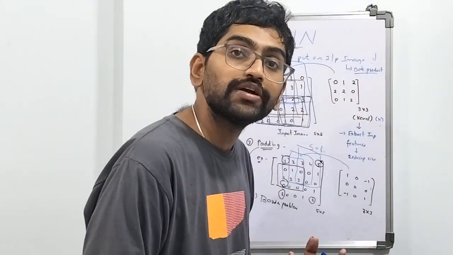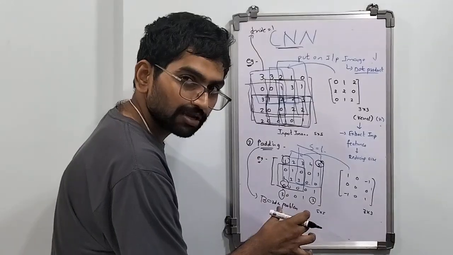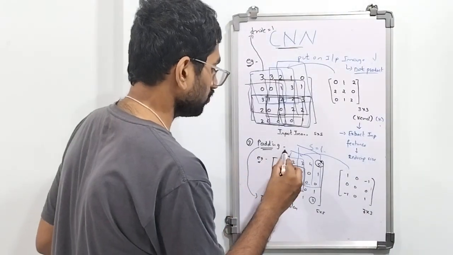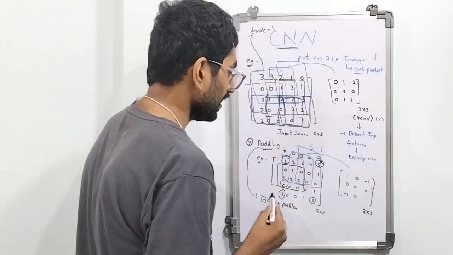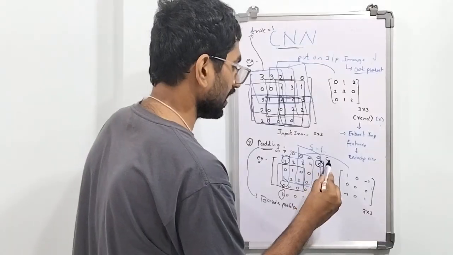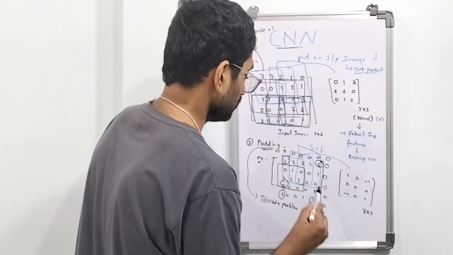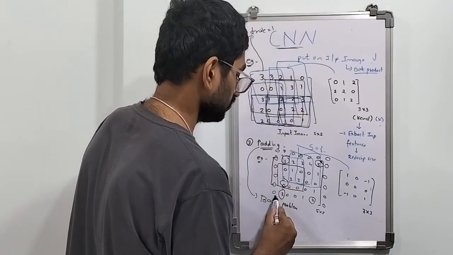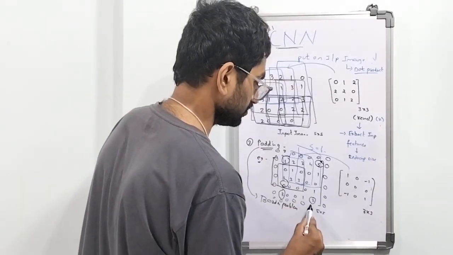So what will we do in padding? See, here you got this particular problem. You will just do one thing. Above, you will add zeros: 1, 2, 3, 4, 5. Then on the left-hand side also you will add zeros. Here you will add one more 0.